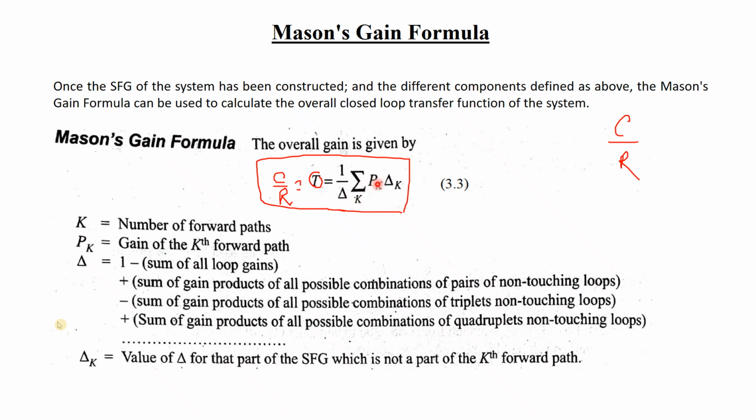एक SFG में कितना फॉरवर्ड पाथ है वो K रिप्रेजेंट करेंगे, और PK मतलब हर एक फॉरवर्ड पाथ का गेन होगा P1, P2, P3 up to PK. Okay, K means number of forward paths.